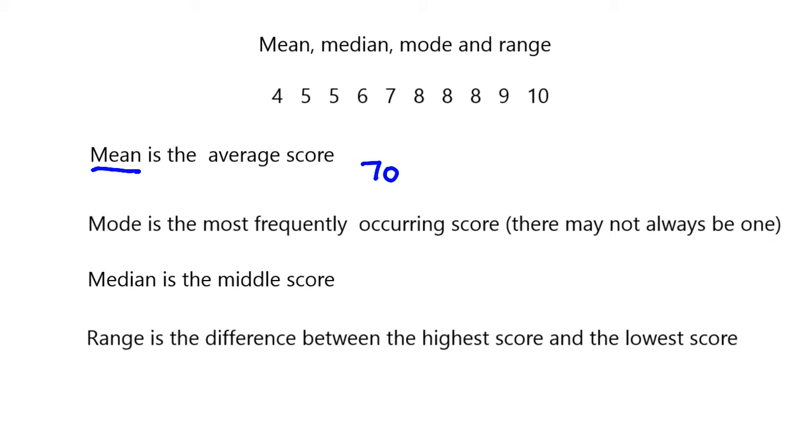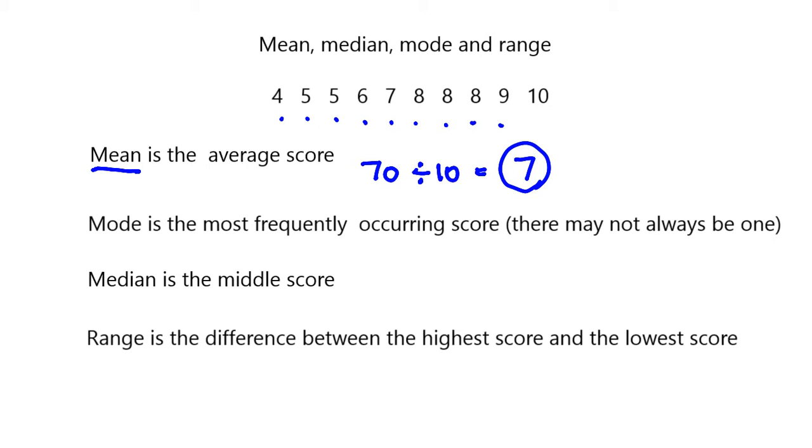Then we divide that by the number of different scores there are. And there are 10 different scores there, 1, 2, 3, 4, 5, 6, 7, 8, 9, 10. So divide that by 10, which means the average or mean score for the spelling test was 7 out of 10.